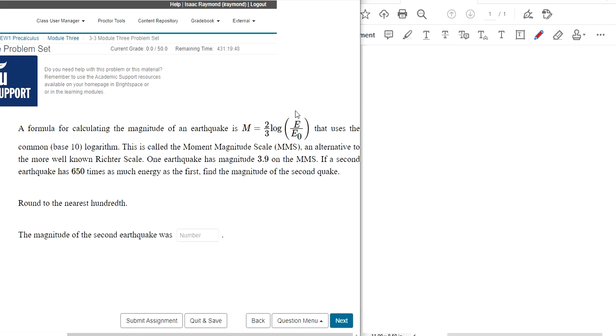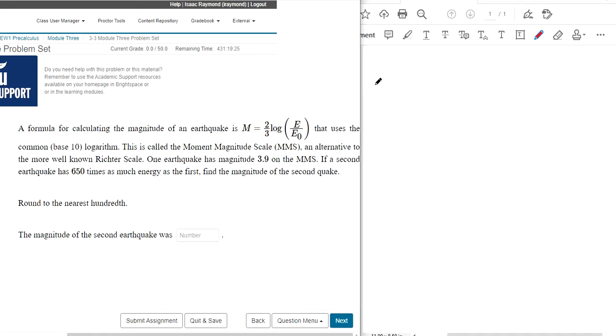Okay, so they don't really tell us what E and E sub 0 are explicitly, but E means the amount of energy, and E sub 0, I'm not entirely sure what that stands for, but we can still solve the problem. We have this formula to help us calculate the moment magnitude scale. It sounds like a way of measuring the strength of an earthquake.